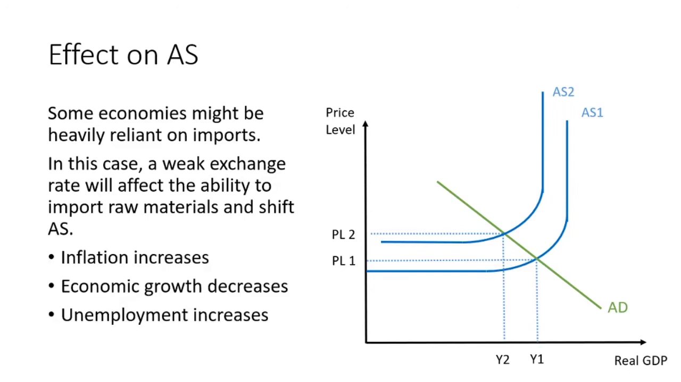As a result of this, inflation will increase, economic growth will decrease, and unemployment will also increase because we are, as you can see, moving to a higher price level and then falling from Y2 to Y1.